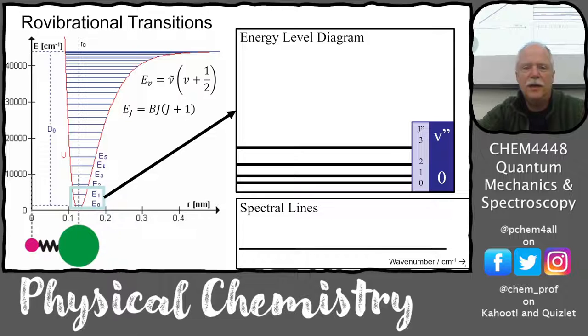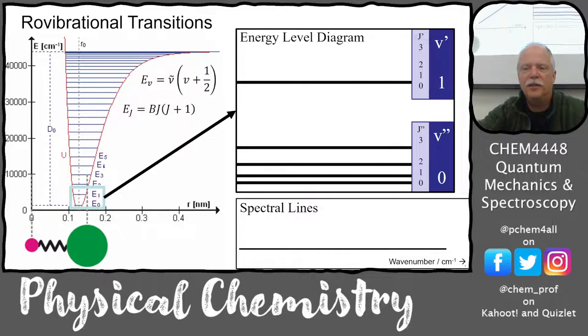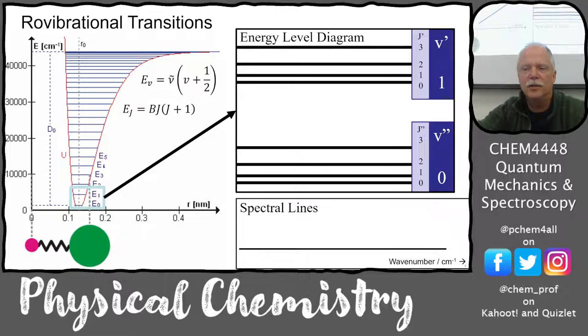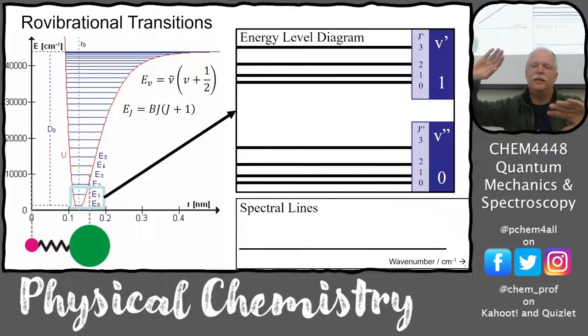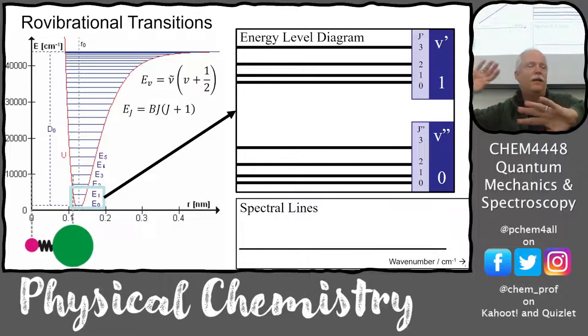Then let's go up to the V prime equals one level, and then we have the J values on that. So J equals 0, 1, 2, and 3. I'm showing this just because there's limited space. This is as simple as I can make it.